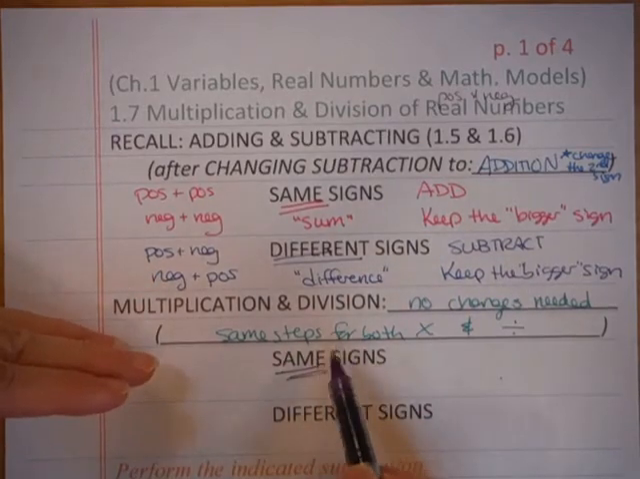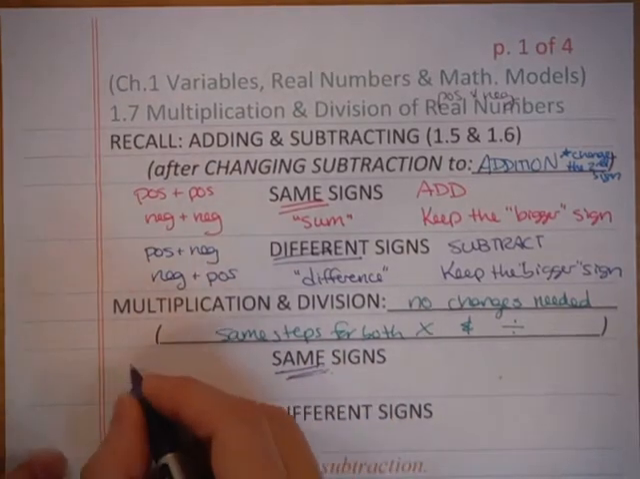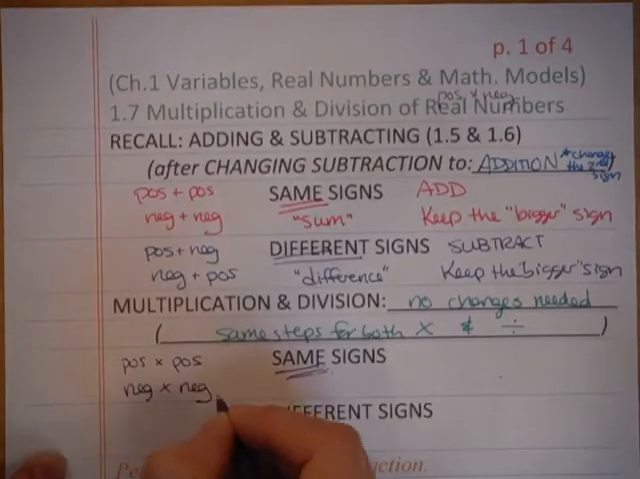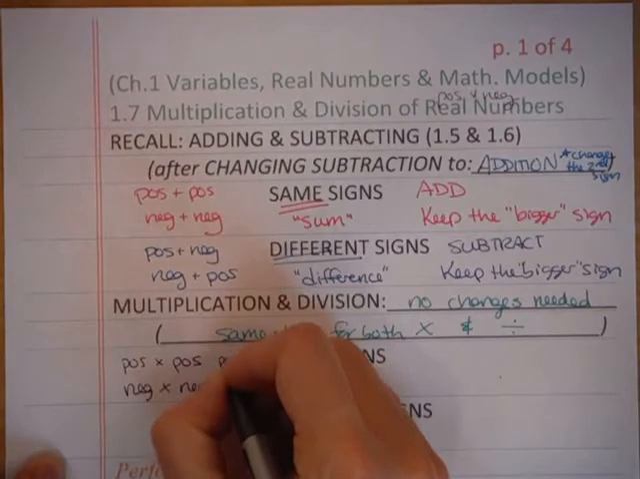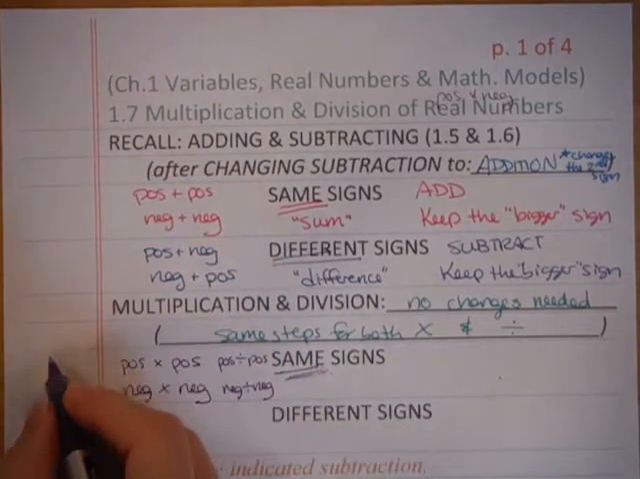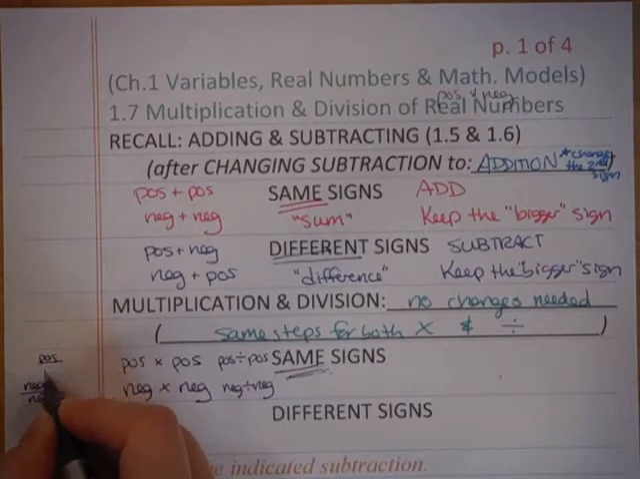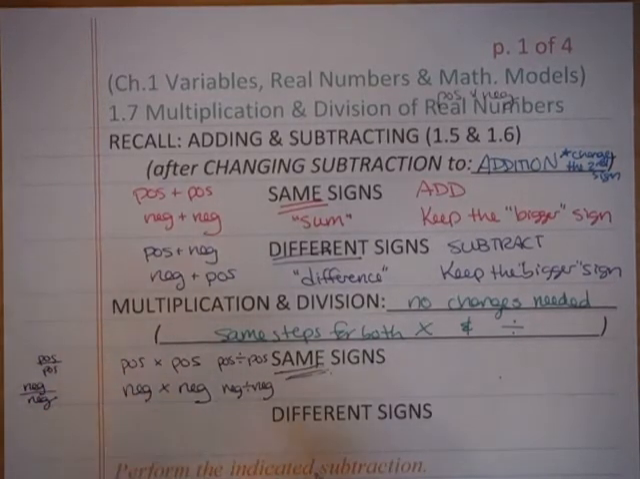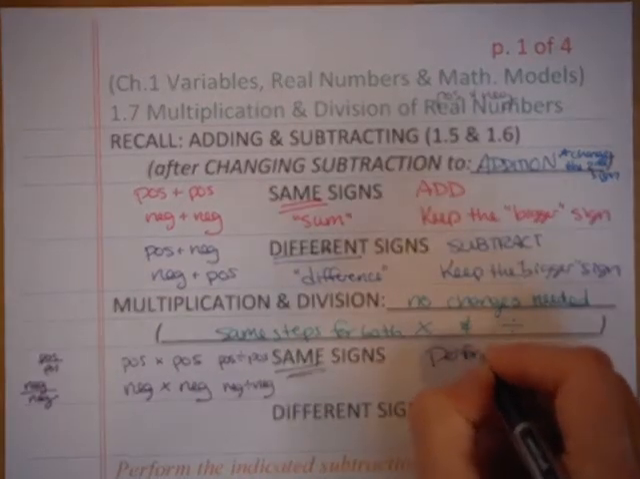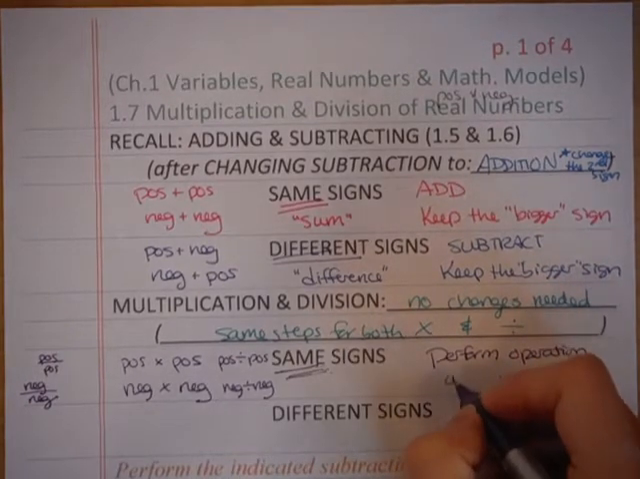When you're multiplying and dividing, there's a little bit different rule, but you still look at whether the signs are same or different. So we're still looking for situations like positive times a positive, or negative times a negative, or positive divided by a positive, or negative divided by a negative. It might look like negative over negative, or positive over positive. Those also mean division. So watch for that as well. You perform the operation, whether it's multiplication or division, which means you multiply or divide, and your answer is positive.